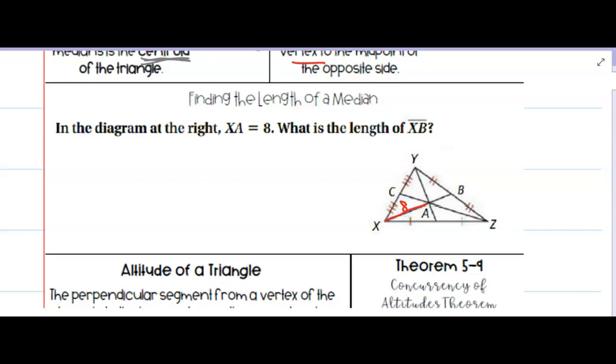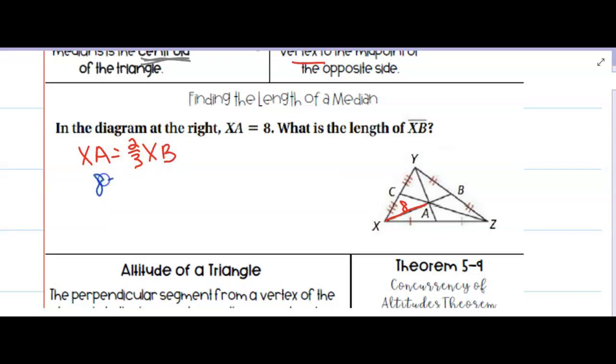I want to know what is the distance of XB. Remember, what I have here is the distance from a vertex to the centroid. That distance, XA, is going to be 2/3 the entire median, which is XB.